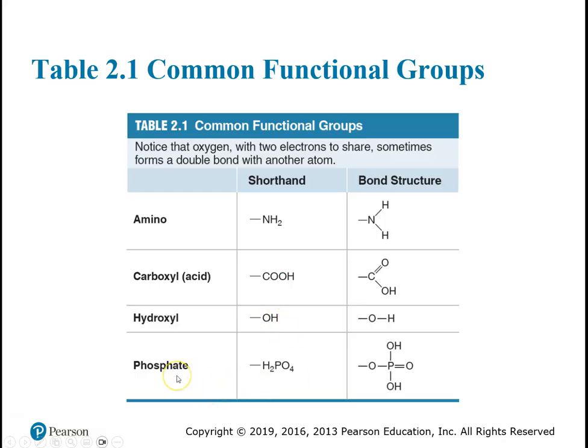Phosphate groups we see a lot with our energy sources. ATP is adenosine triphosphate. There are 3 of these functional groups linked onto ATP, and breaking those phosphate groups off is what helps give us energy. We'll talk more about that next week with cellular respiration. But this is 2 hydrogens, a phosphate molecule, and 4 oxygens.